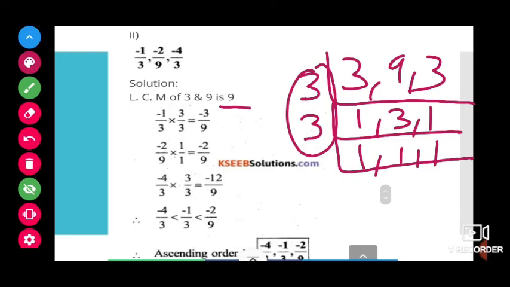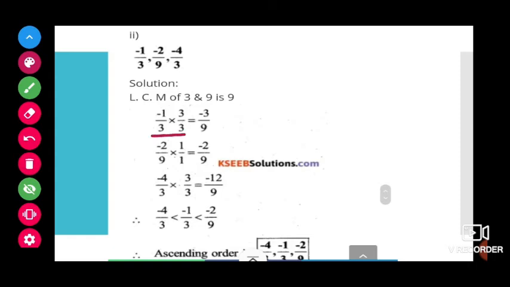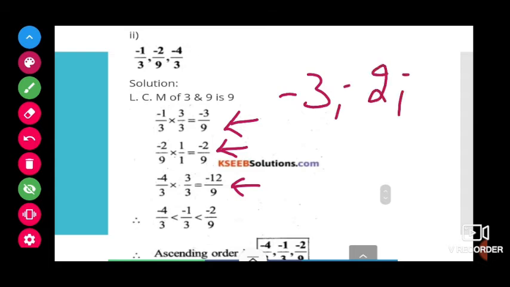Now to get the LCM 9 as a denominator, what should be multiplied? First number, minus 1 by 3, into what should be multiplied with the denominator 3 to get 9? That is 3. So both numerator and denominator should be multiplied with 3 by 3. Same way, minus 2 by 9, already 9 is there, nothing to be multiplied, only 1 by 1. Here 3 is there, to get 9, 3. So after multiplication we will get minus 3 by 9, minus 2 by 9, minus 12 by 9.